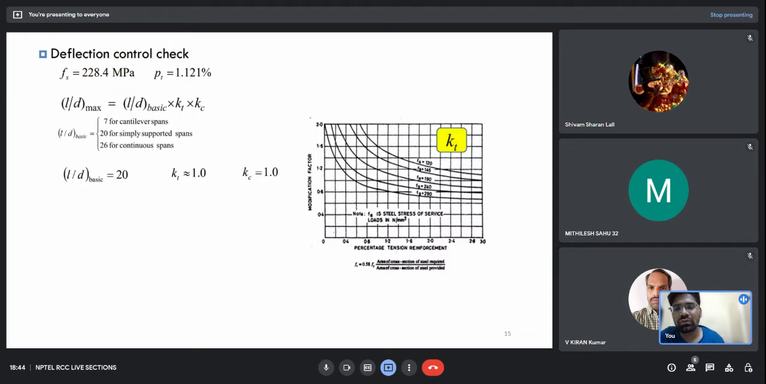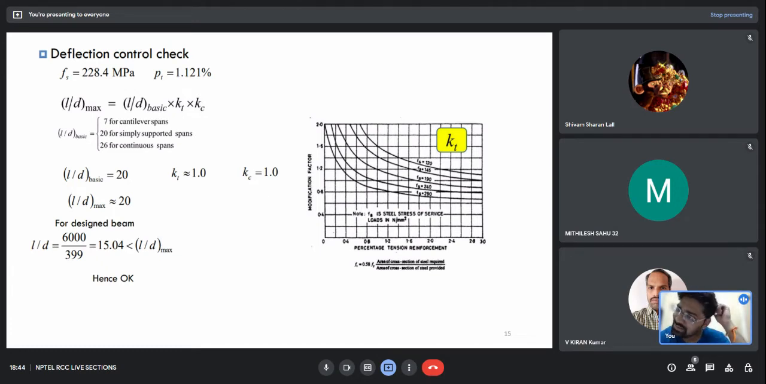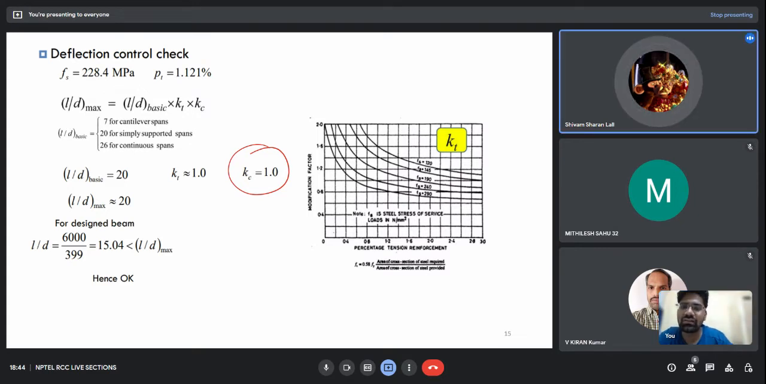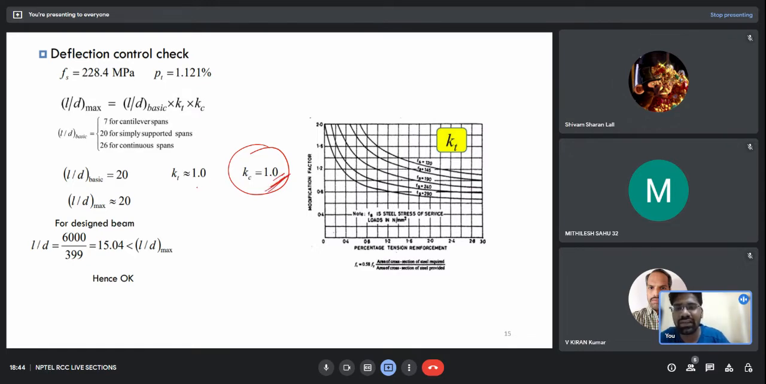Okay. So KT is coming out to be 1, and KC is also coming out to be 1, based upon the FS and percentage of steel. Now you can see, will we be having KC in this case? Can anyone of you tell me what is KC? KC is the modification factor for compression steel. So we don't have compression steel in this problem, so it is assumed as 1. There is no compression steel, but KT you can just see from this graph.